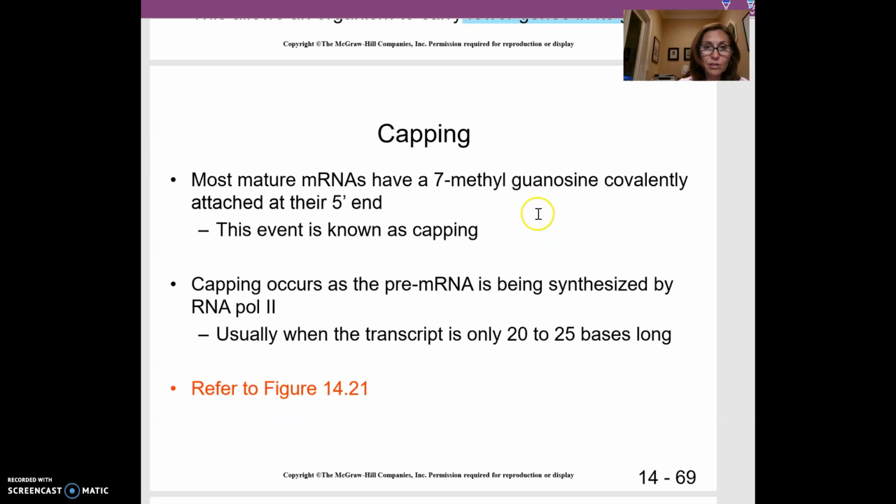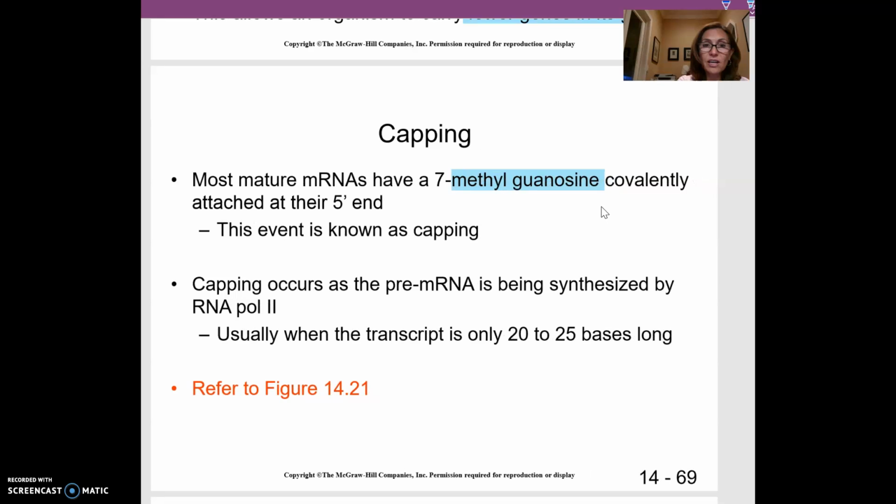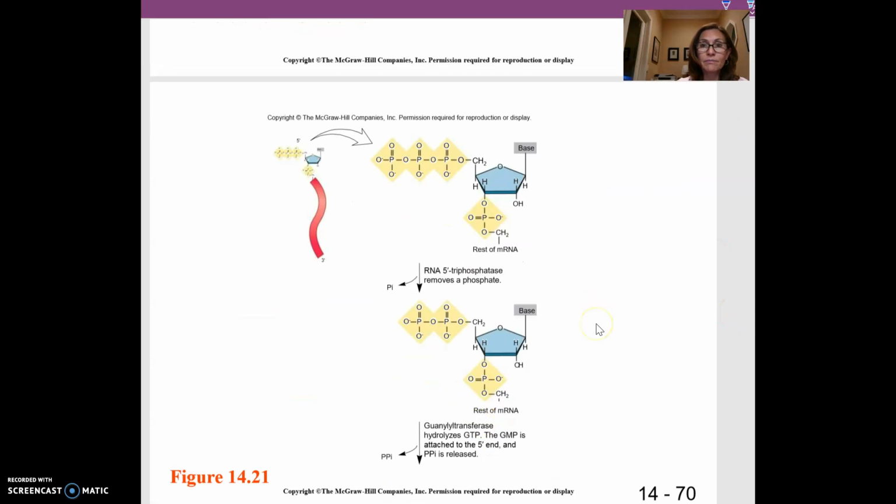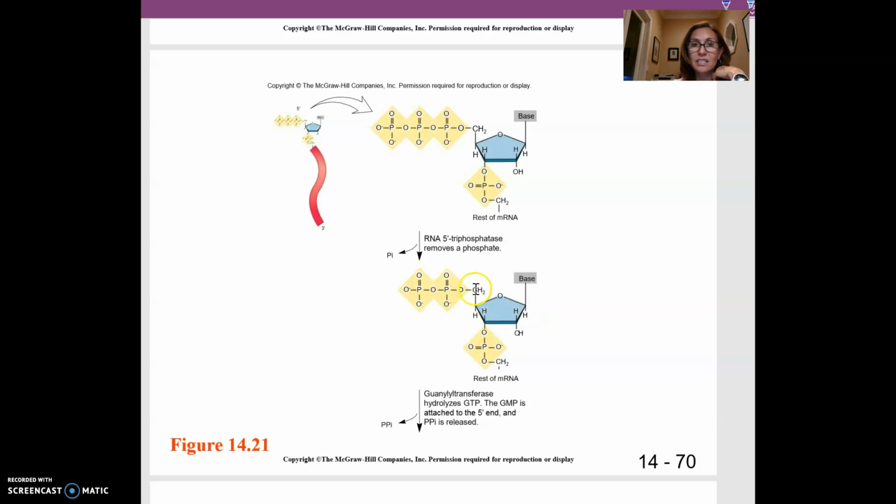Capping, I've talked a little bit about that. This is where you'll have methylguanosine added to the 5' end, and this helps give polarity to the messenger RNA. And it usually occurs using an RNA polymerase, and the messenger RNA needs to be at least 25 bases long. And so this is what the methylguanosine looks like.